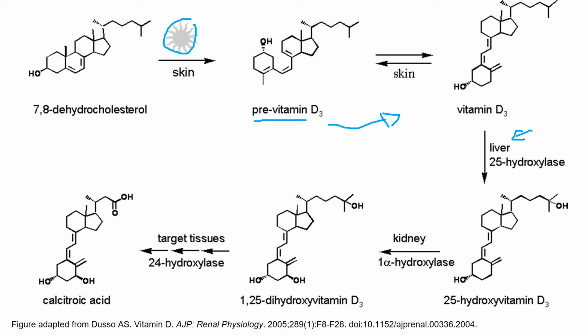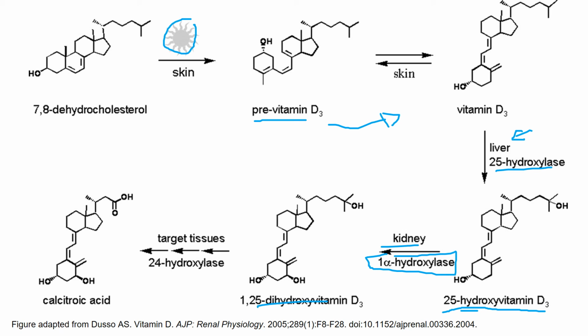In the liver, we have an enzyme called 25-hydroxylase. This enzyme converts cholecalciferol into calcidiol or 25-hydroxyvitamin D3, and then it goes to the kidneys. In the kidneys, we have the enzyme we talked about previously, called 1-alpha hydroxylase. This enzyme converts calcidiol into calcitriol, the active form of the vitamin.